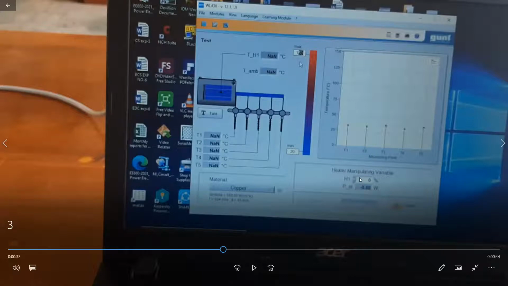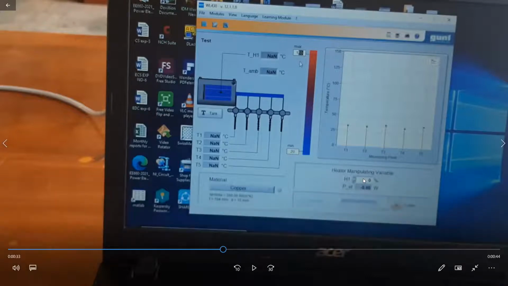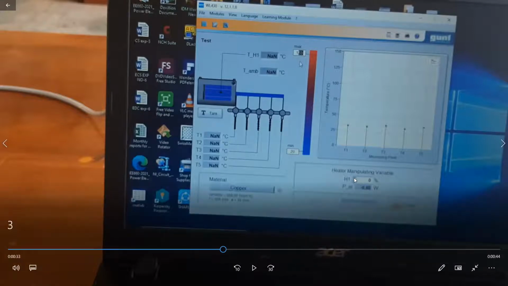And here is where we apply the heat, the percentage of the heat. We can give 50%, 60%, or 70%, up to our choice. If we give a higher percentage, the temperature will increase very quickly. If we give a low percentage of the heat, then the heating rate will be low.